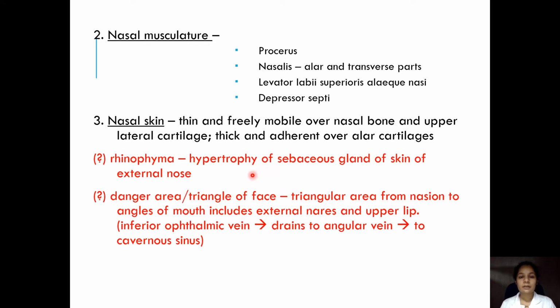Now the entire triangular region from the nasion to the angles of the mouth, which includes the external nares and the upper lip, is known as the danger area or the danger triangle of the face. This region is dangerous because any furuncle or abscess or infection in this region can easily travel via the inferior ophthalmic vein to the angular vein to the cavernous sinus, as these are valveless veins that drain into the cavernous sinuses.